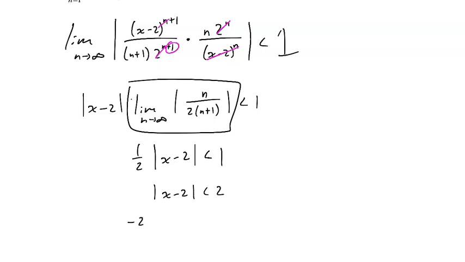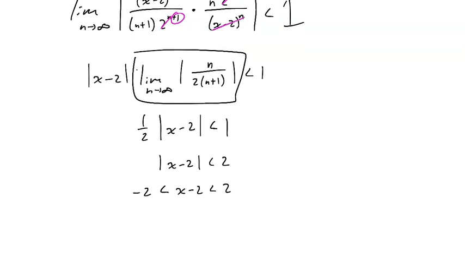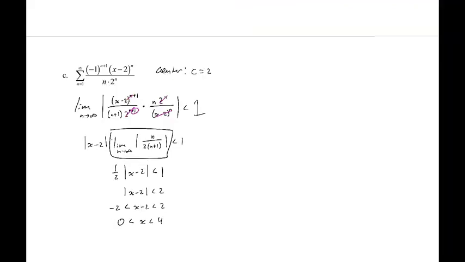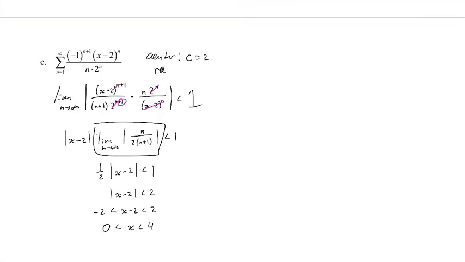And then I can rewrite this and add the 2. And also your radius is shown in this form of it. So our radius will be 2 in this case. But we'll be able to see after we do all this too. So add 2 to both sides. So I have 0 less than x less than 4. So I can tell that my radius will be 2. So center's 2, radius is r equals 2.